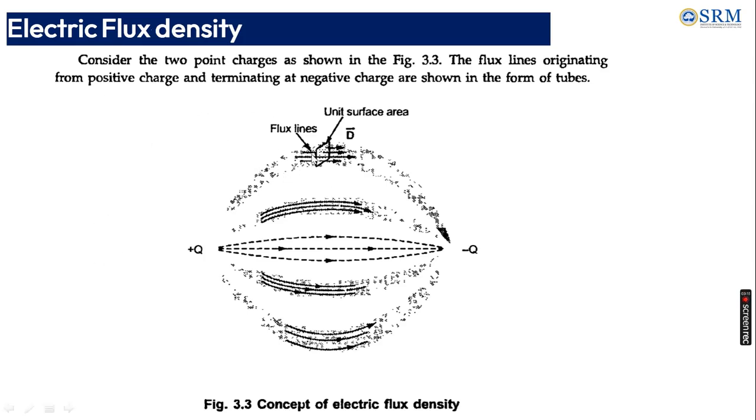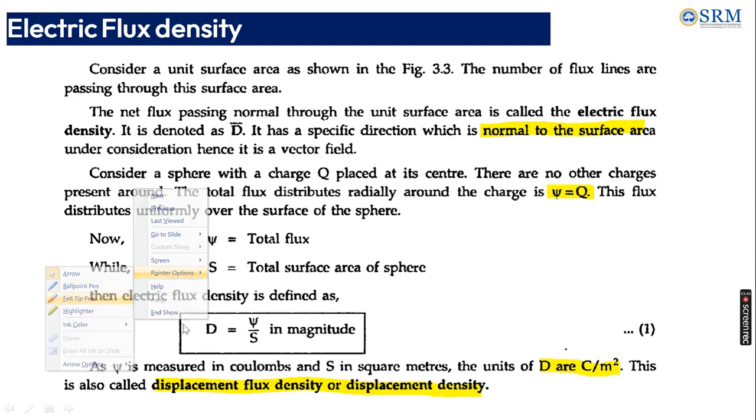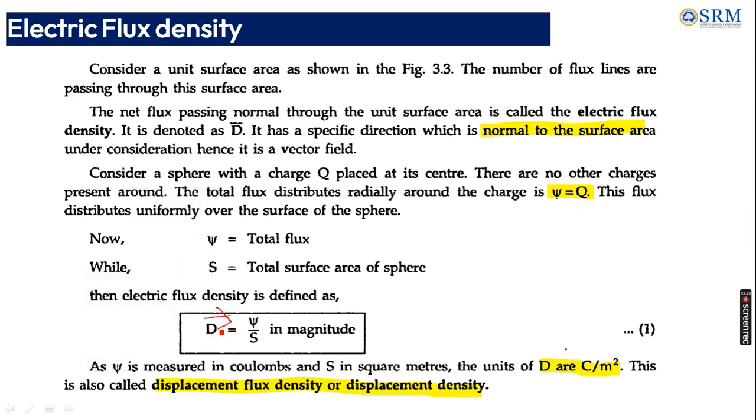To understand it, we already know the flux lines start from positive charge and terminate at negative charge, right? We consider a unit surface area, and see how the flux lines are originating and terminating to that surface area. The number of flux lines crossing per unit surface area is termed as electric flux density. This is represented by the vector symbol D.